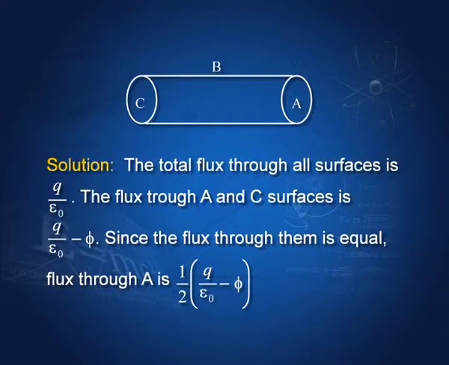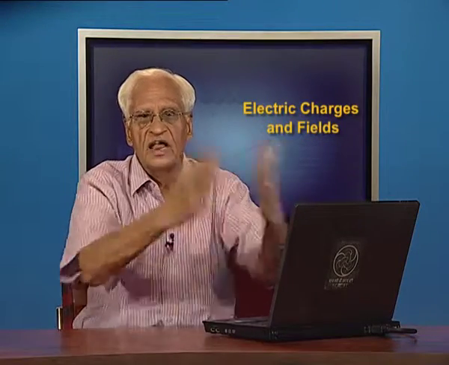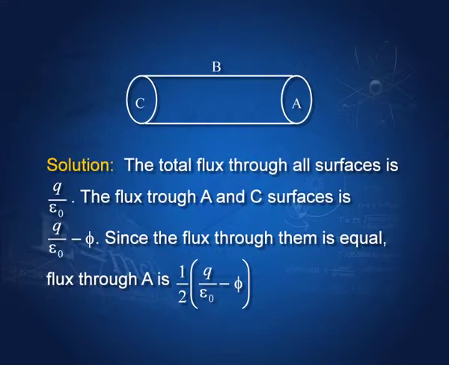That is the total flux q by epsilon 0 minus the flux through this surface, which is phi. So, the flux through surfaces A and C is q by epsilon 0 minus phi, and since these surfaces have equal area, therefore, the flux through any one of them is half of that quantity. So, the flux through A or C is half of q by epsilon 0 minus phi.